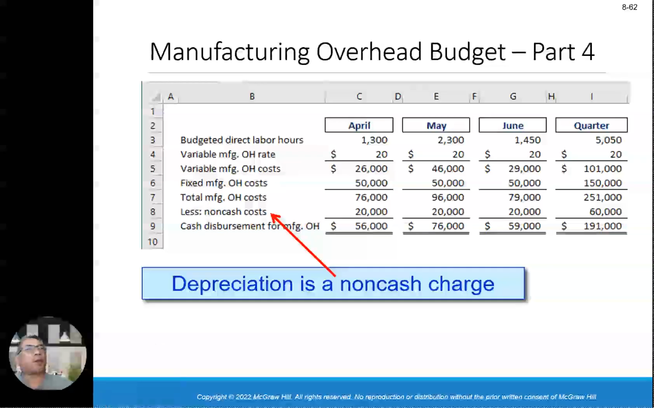In terms of the non-cash depreciation, it is a non-cash charge. So there's a non-cash charge here as well. Less non-cash cost, 20,000. So you get the 56,000 here for April, 76,000 for May. June is 59,000. Quarterly will be 191,000 because it's a non-cash charge.